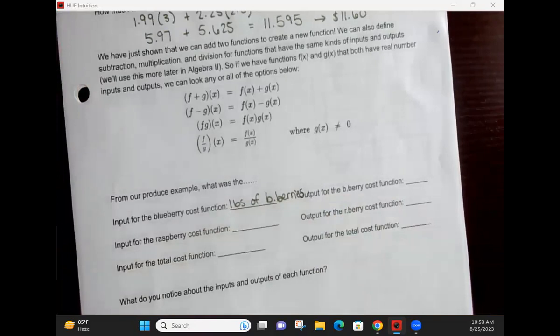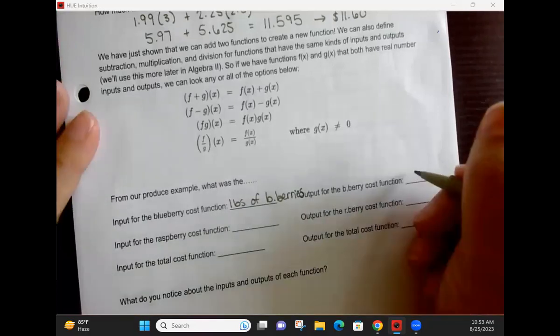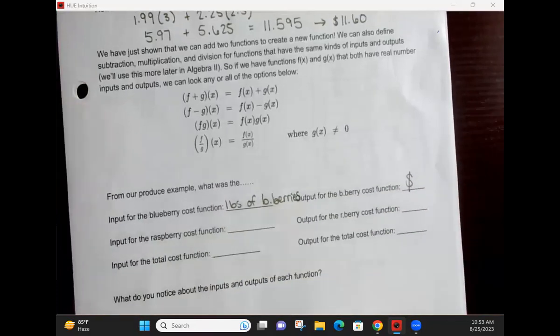What's the output? What do I get? I plug in pounds of blueberries. I get out the price, right? The cost. How about our raspberry function? What did we put into our raspberry function? Pounds of raspberries.